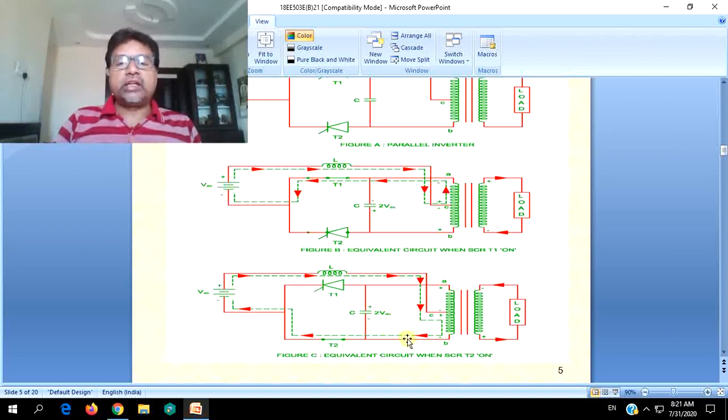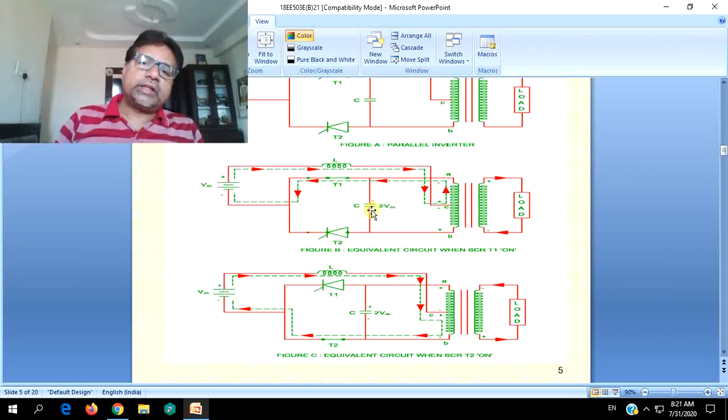But before that, the capacitor should discharge first, which was charged like this in the previous interval. So what happens when SCR T2 is triggered or turned on is, first of all, this capacitor which is holding charge like this will discharge via T2. This positive plate of the capacitor is connected to the anode, and this voltage is 2 VDC, which is high when compared to the source voltage, which is only VDC. So the discharge of the capacitor starts first, or it applies a reverse voltage across T1 via T2.